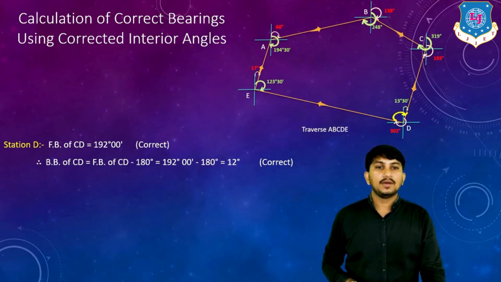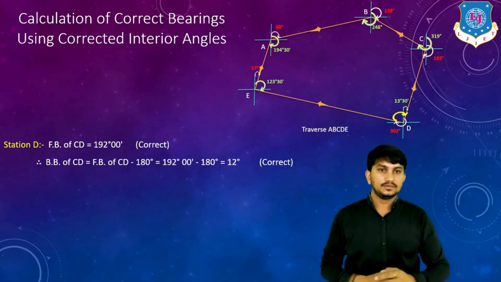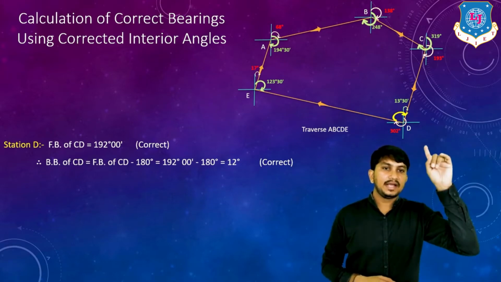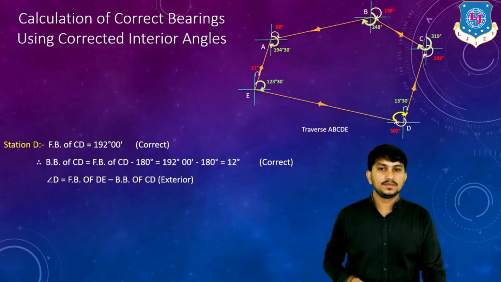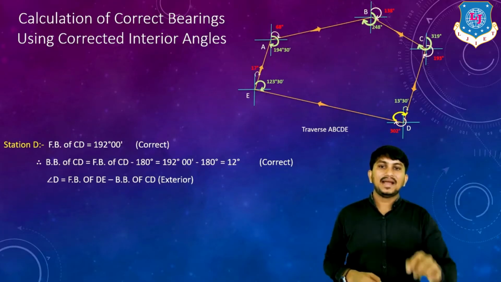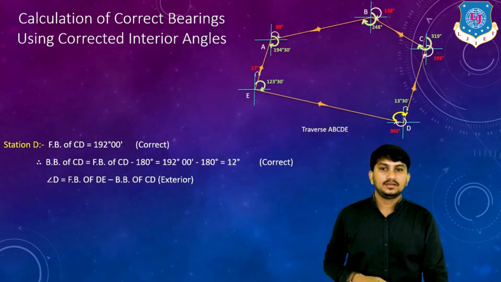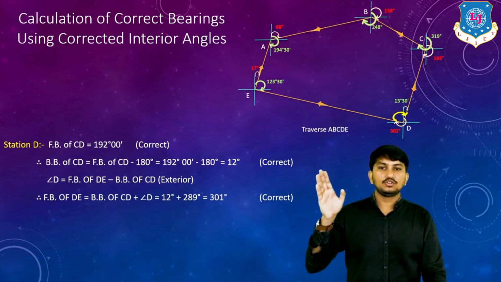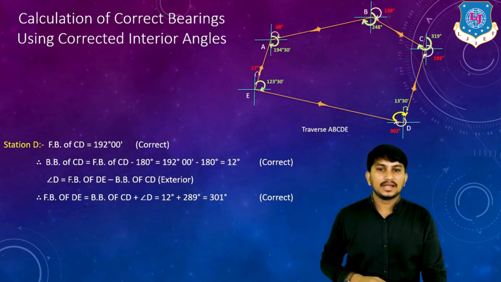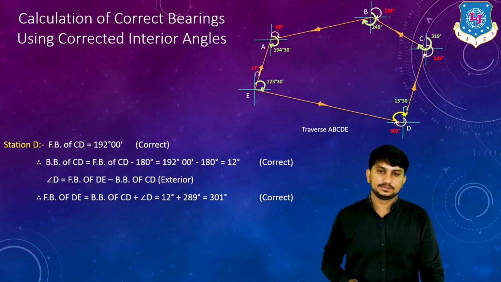Now we have to use this angle D. Angle D can be found by this equation: FB of DE minus BB of CD gives the angle D. So FB of DE is equal to BB of CD plus angle D: 12 degree plus 289 degree, 301 degree, which is the corrected one.